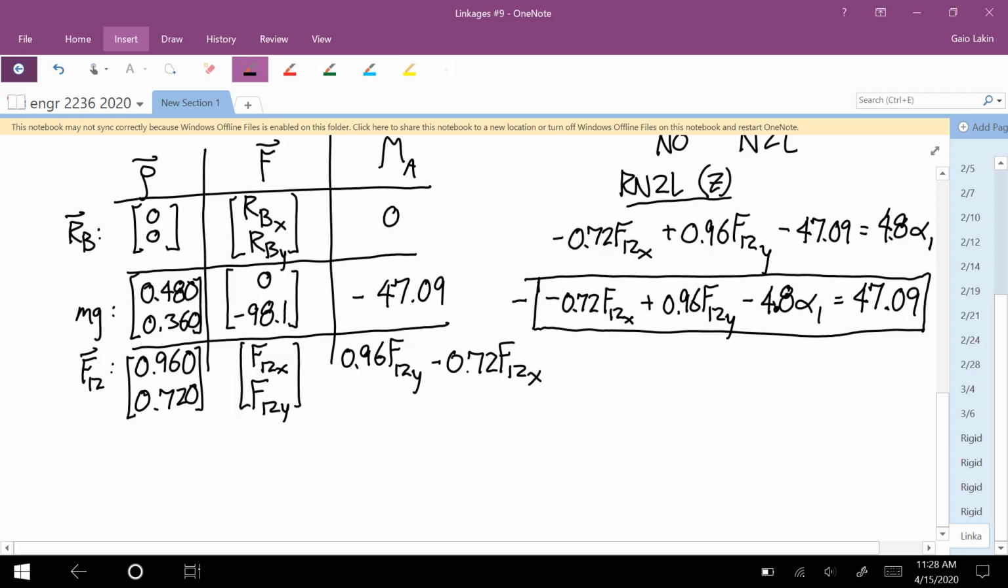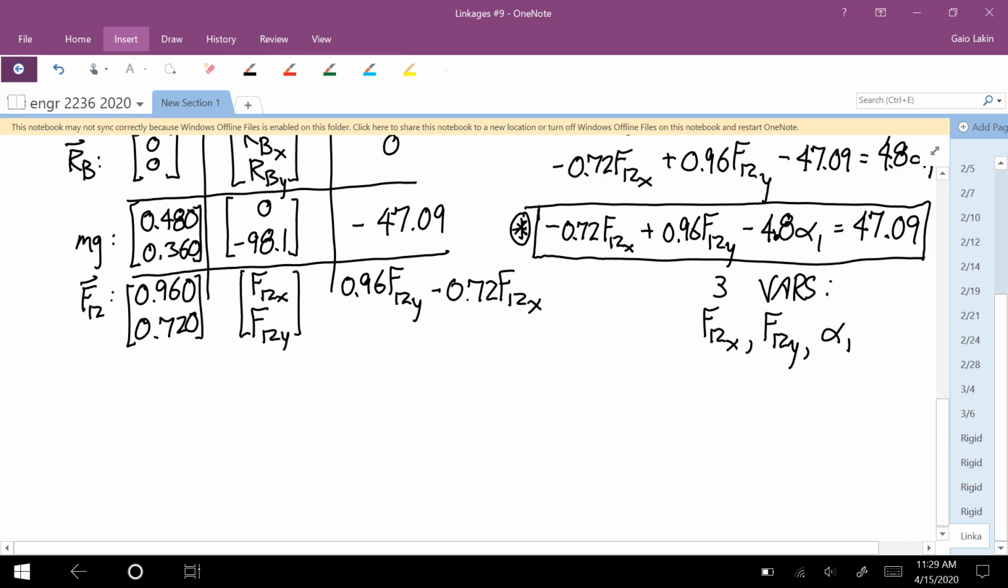And I'll call that my equation star. That's my first useful equation. How many variables do we have? Well, we have some, like notice RBX and RBY. We have them in our table, but they don't show up in our equations. So for now, we have one equation, and we have 1, 2, 3 variables. That's F12x, F12y, and alpha 1.